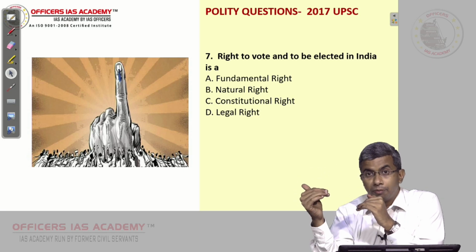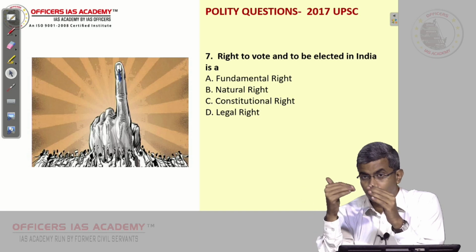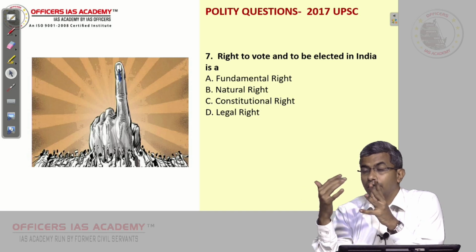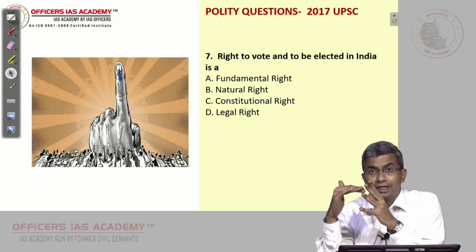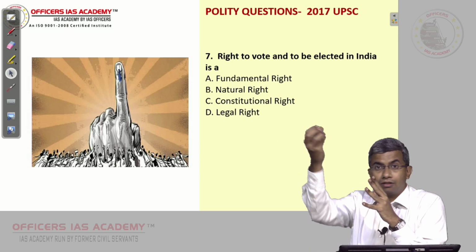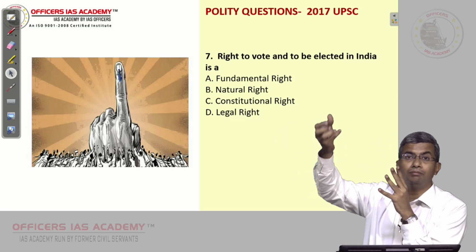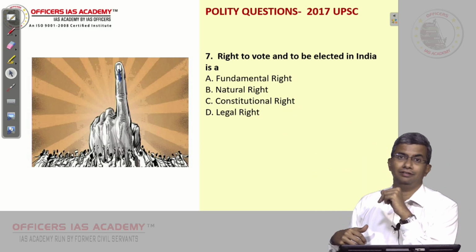So the Representation of the People Act 1950 gives the qualification for being a voter, gives the disqualification for being a voter, all that is fine. But where does it flow from? It flows from the constitutional right to vote.